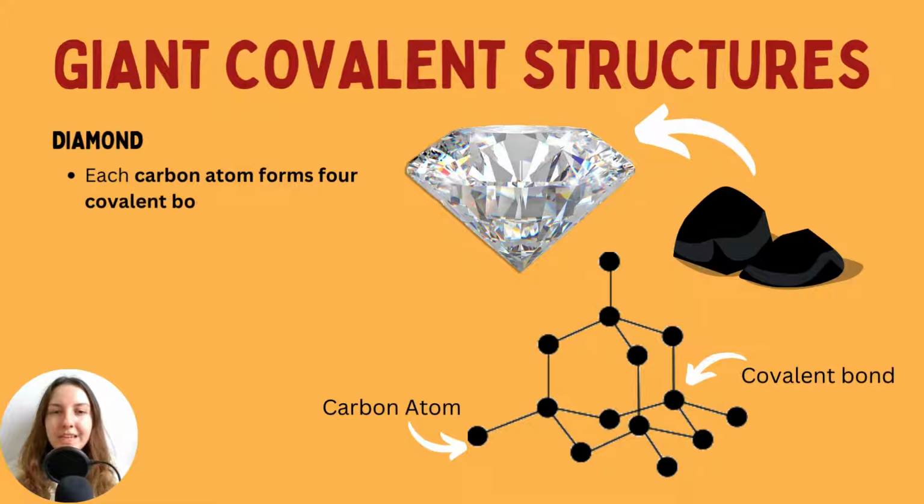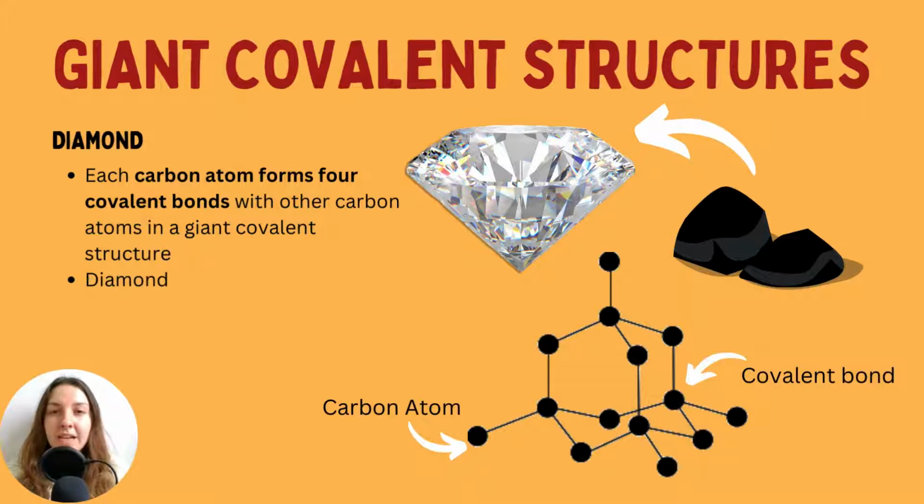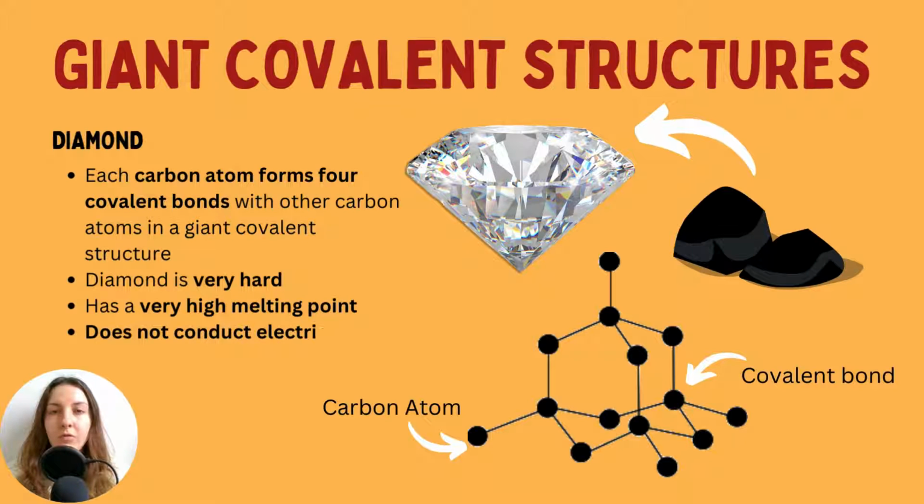It can also be used in industry to actually cut other materials because it's very, very hard. And diamond's very hard because of the giant covalent structure that it has. It's a tetrahedral 3D structure. Essentially, that means the carbon atoms found within it each form 4 bonds with other carbon atoms, and these bonds are covalent bonds, of course. Those bonds are arranged in specific angles that give it this tetrahedral shape.